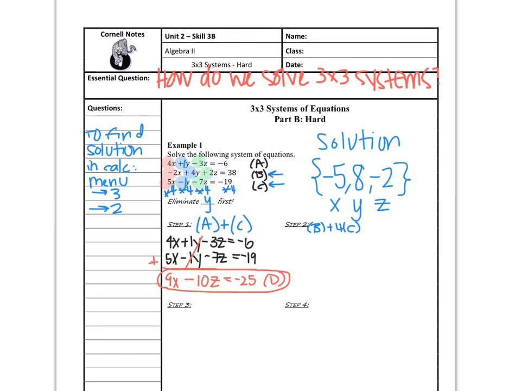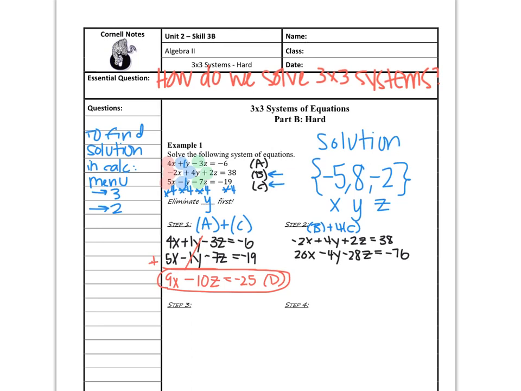So writing out equation B first, we have -2x plus 4y plus 2z equals +38. And then for C, again, we're multiplying by 4, so 5 times 4 gives us a +20x, then a -4y, and that's a good thing because, again, we want those y's to cancel, a -28z, and then -19 times 4 is -76.